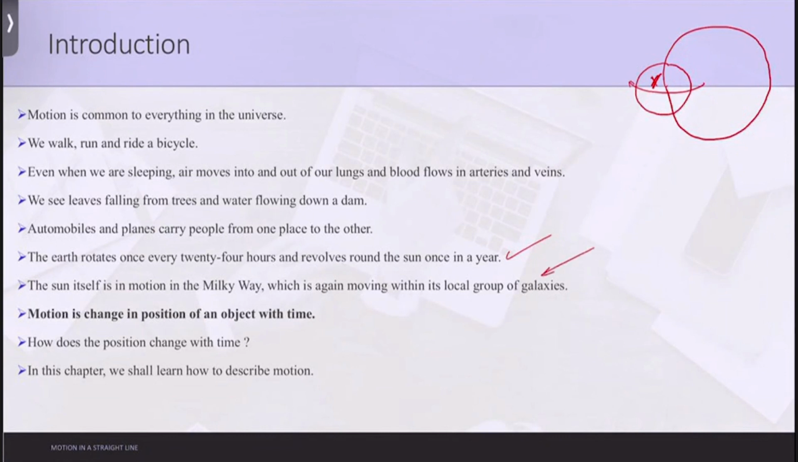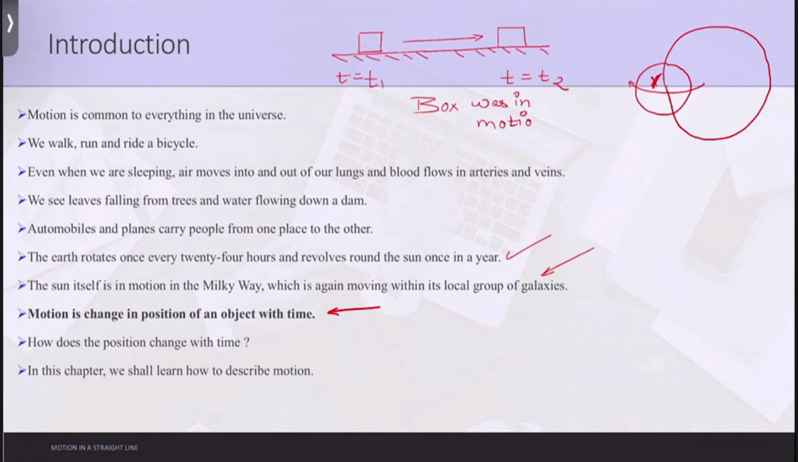So finally, after all these examples, what is motion? Motion is basically a change in the position of an object with time. Just as an example, let us say there is an object kept here on the ground at t equal to t1, right? And if it moves from this position to, let's say, this position, and let's say this is t equal to t2, then the box is said to be in motion. As you can clearly see, there is a change in position. So this was the original position of the object or the box, and this is the final position of the object or the box. But how does this position change with time?